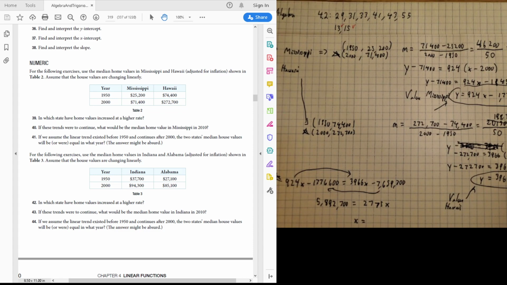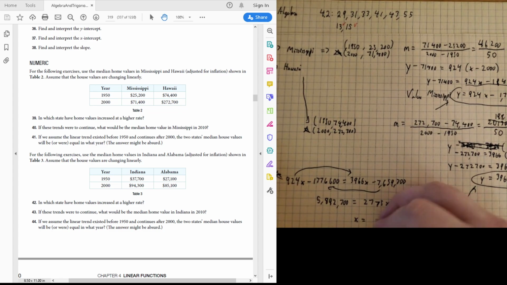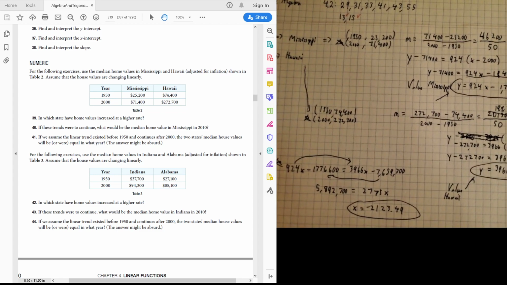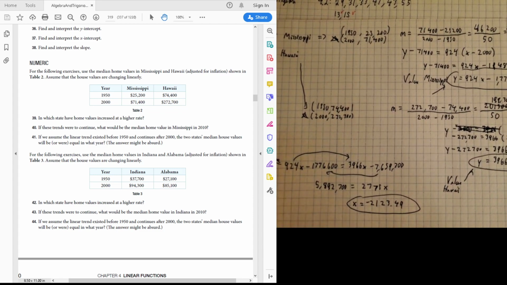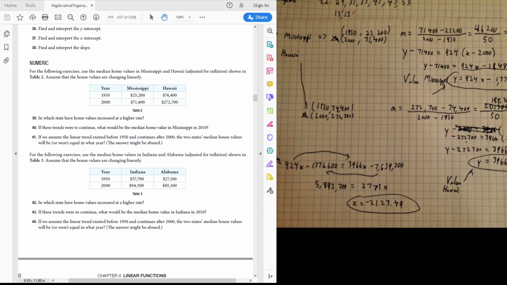I get an answer of, let's see, make sure I didn't make any mistakes. Yep. I get an answer of 2123.49. And it should be negative. So this tells me that like 4,000 years ago, these would have had the same prices, which is interesting. Yeah, I don't think that's the case. I don't think they had home prices back then. But I mean, that's how the math works out.